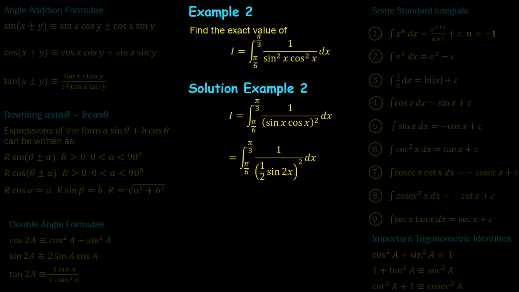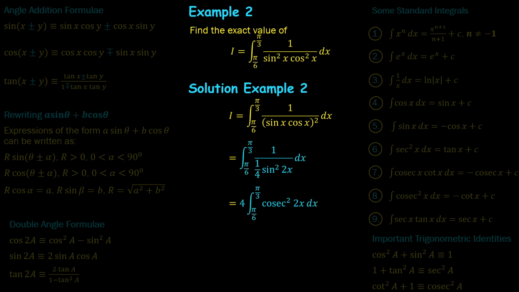And now we can replace sin x cos x by a half sin 2x using the double angle formula shown. If we square a half sin 2x, we obtain a quarter sin squared 2x. 1 divided by a quarter is simply 4, and we take that outside the integral as shown here. And inside the integral, we're left with cosec squared 2x.